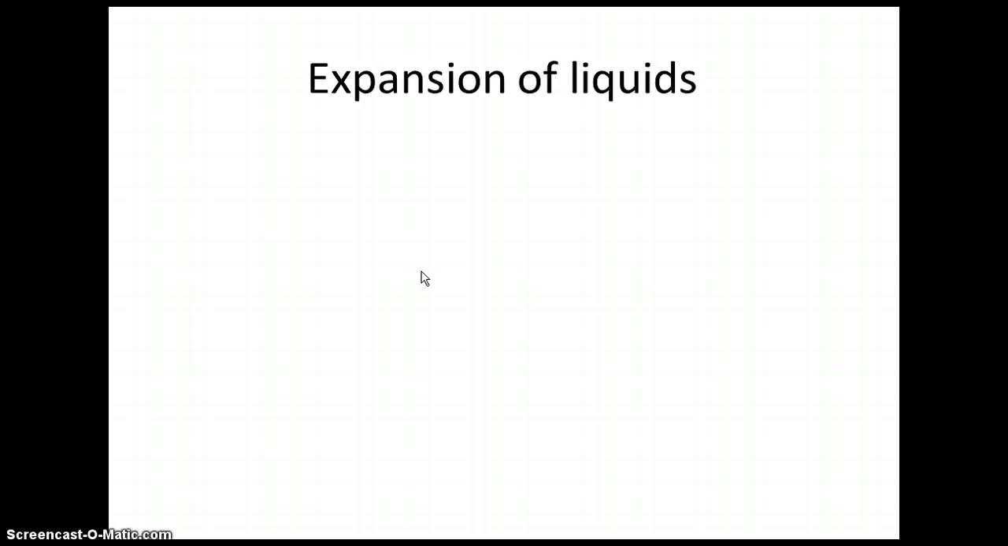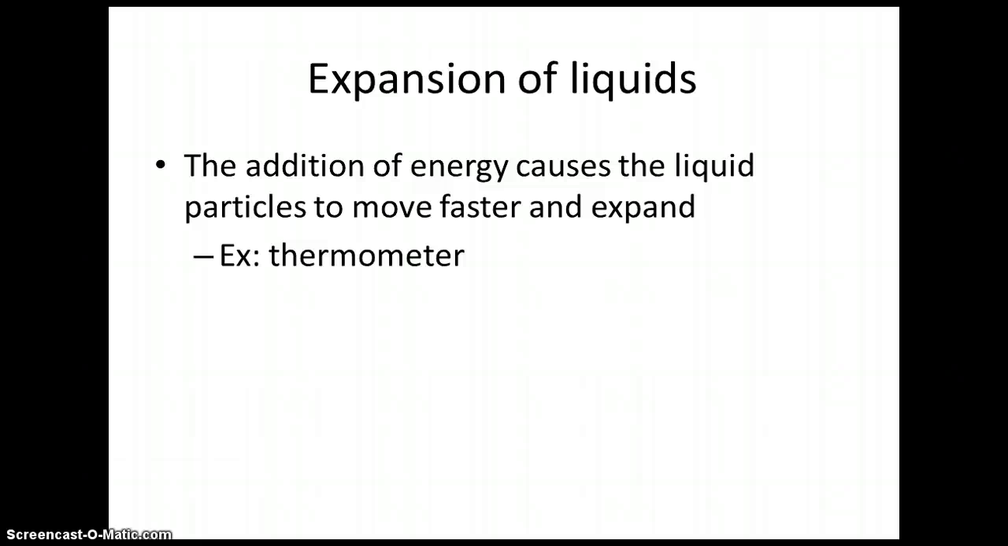All right, we not only have expansions of solids, we also have expansion of liquids. One real good example, a thermometer. When you add energy to a thermometer, it causes the liquid particles to start to move faster. Anytime something starts to move faster, it's going to cause expansion to happen. Where does the liquid inside a thermometer go?